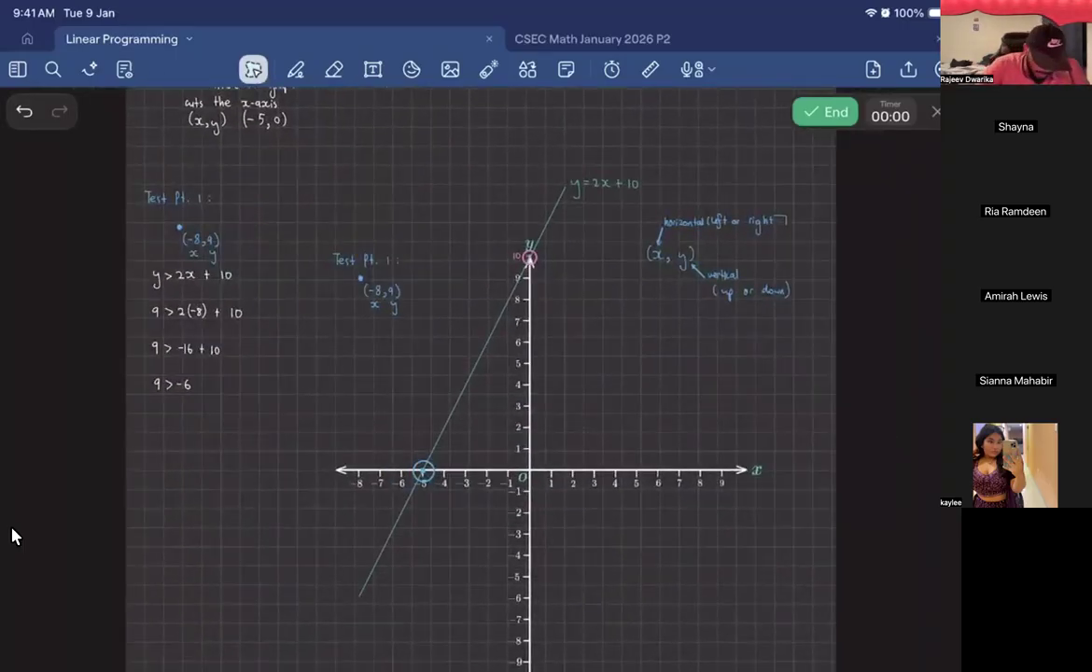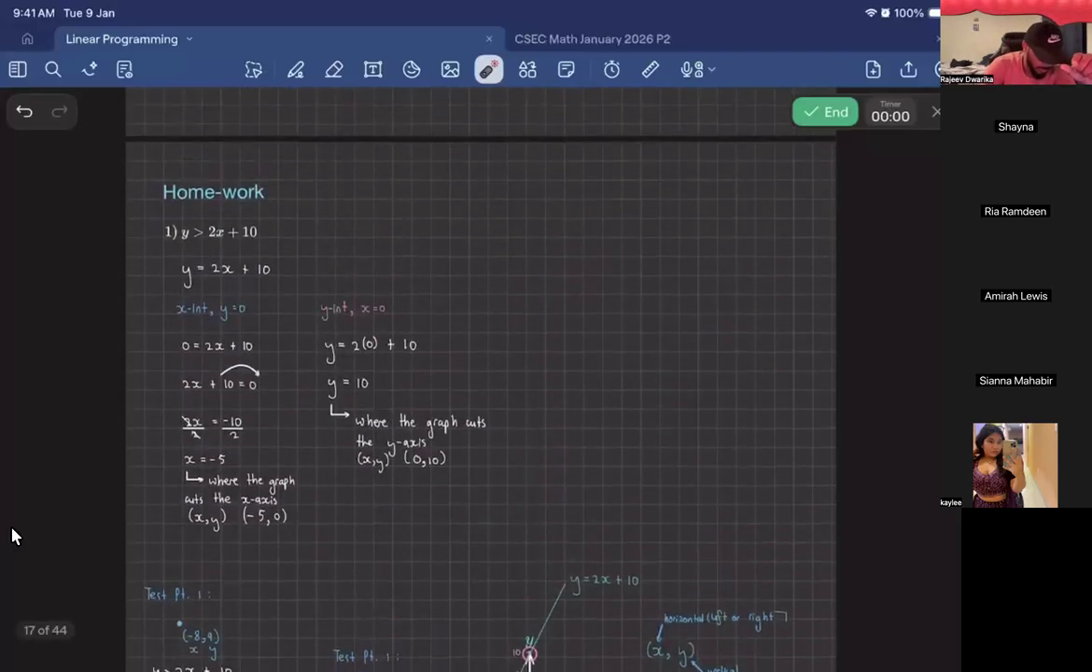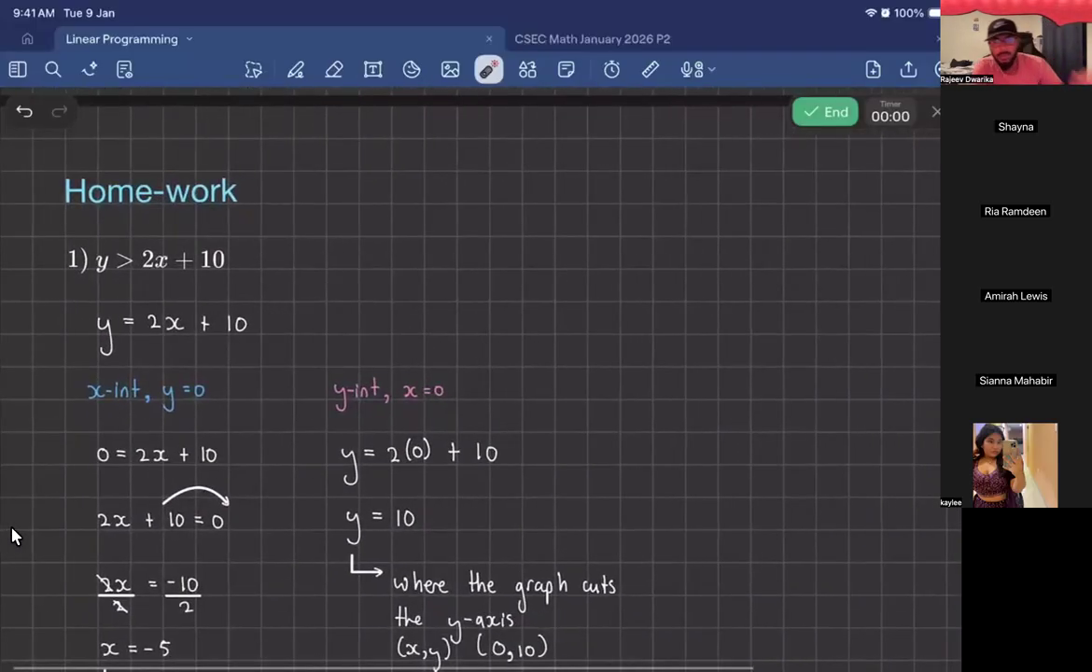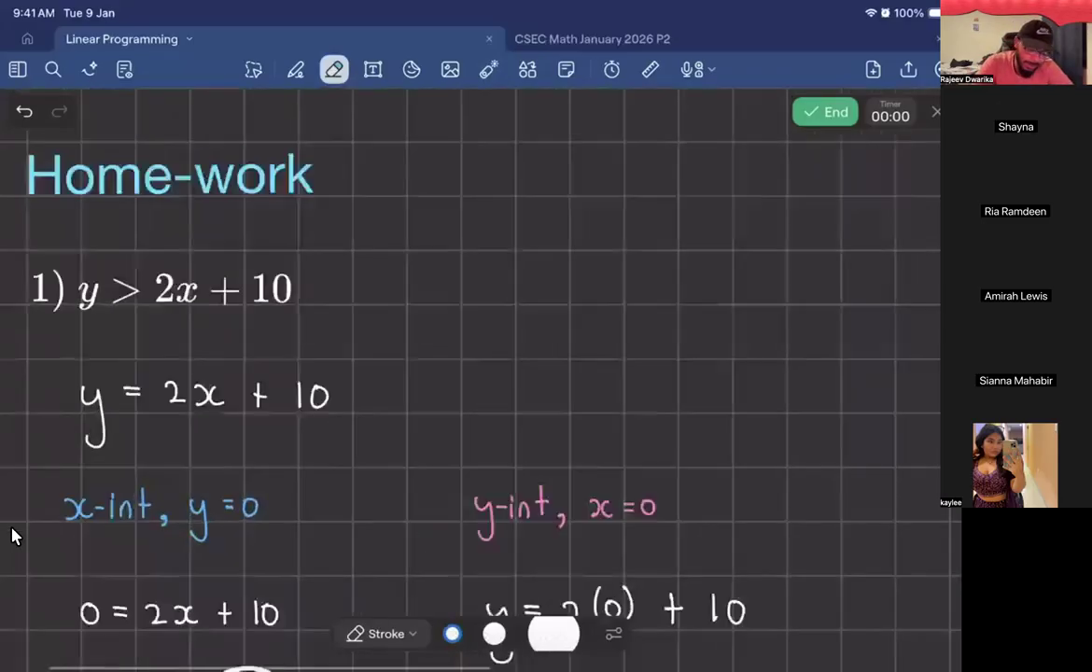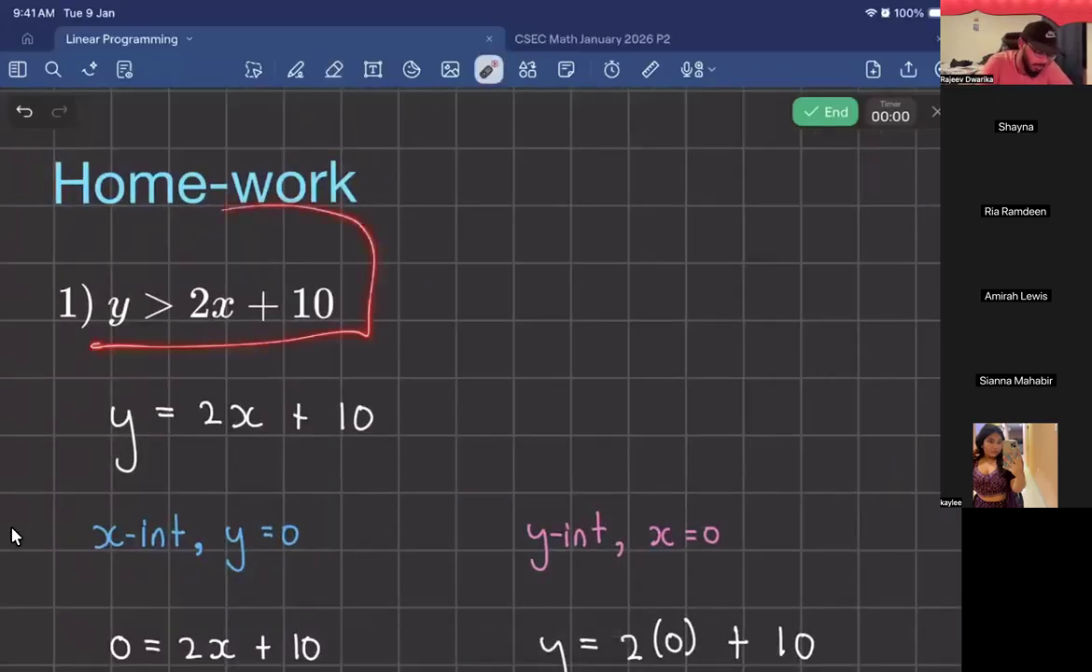So I picked a point over here, and by me picking a point over there, it gave us y is more than 2x plus 10. Let's go back to the question. Is that what we wanted? Talk to me, guys. If you look at the original, is that what we wanted? Yes or no? Yes, sir.